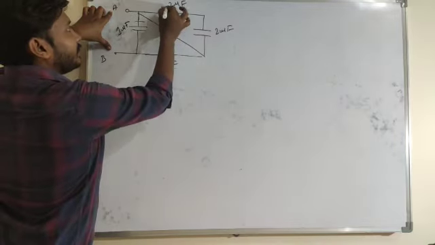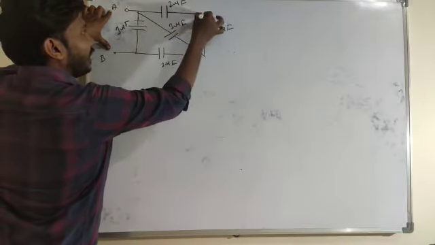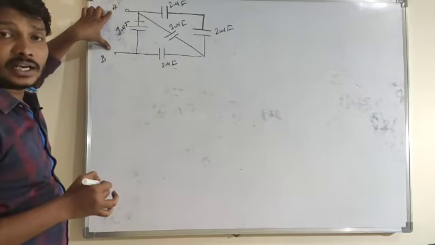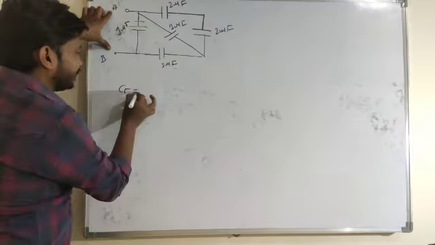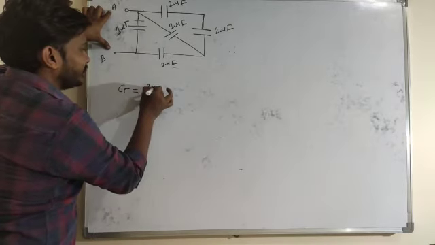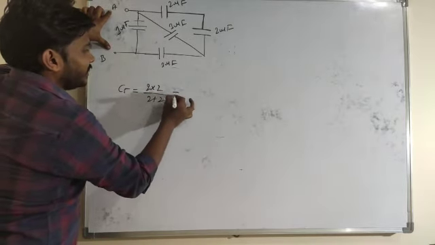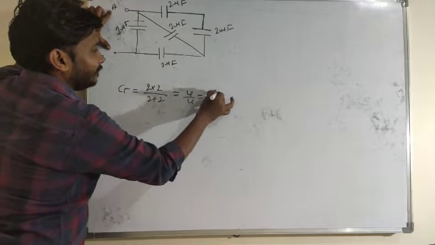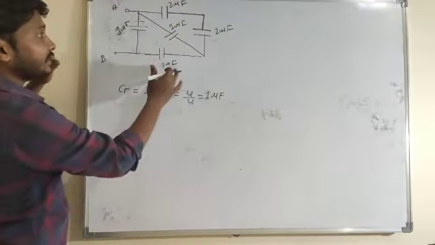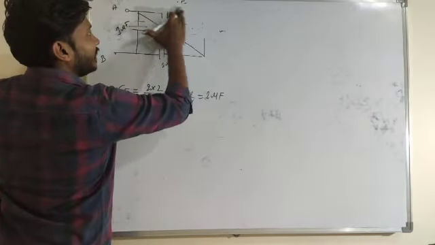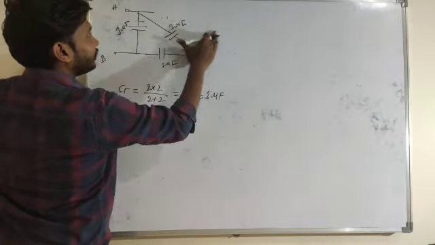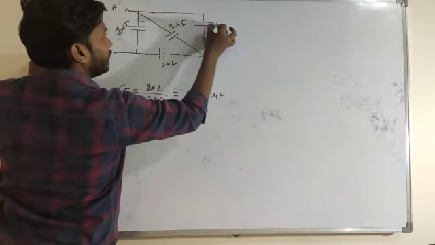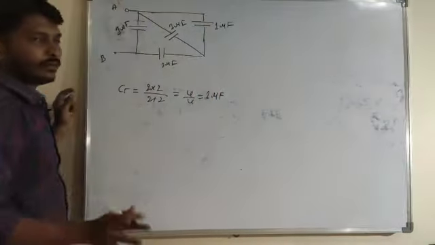For that purpose, look here. 2 microfarad and 2 microfarad form an end-to-end connection, which is nothing but a series connection. So C of S is equal to C1 into C2 divided by C1 plus C2, that is 1 microfarad. Instead of writing 2 capacitors, I will take a single capacitor. Now instead of 2 capacitors, I got a single capacitor of 1 microfarad.